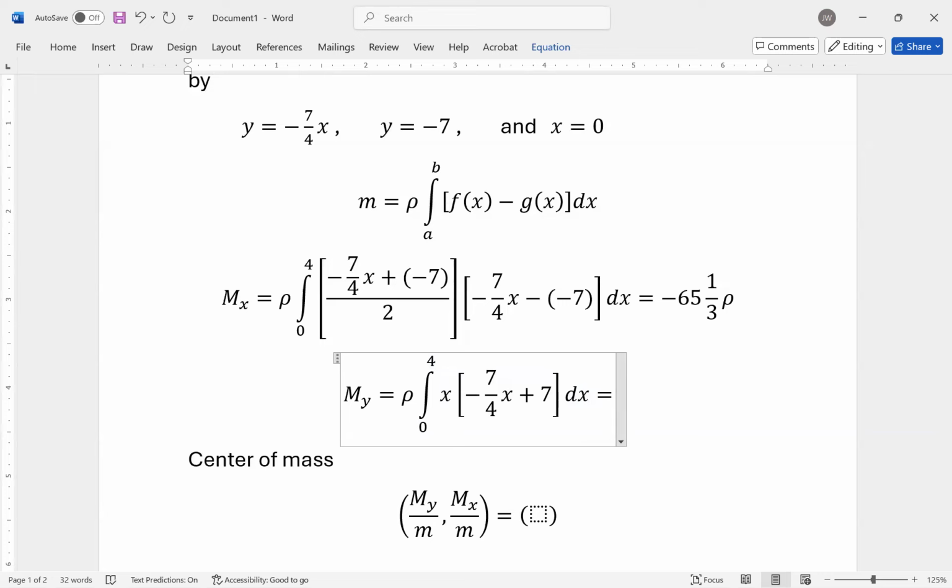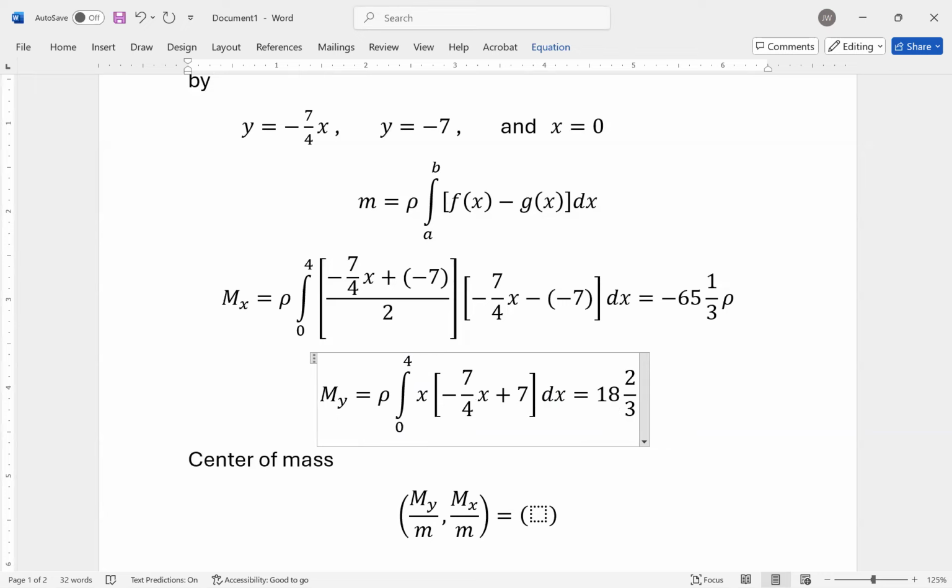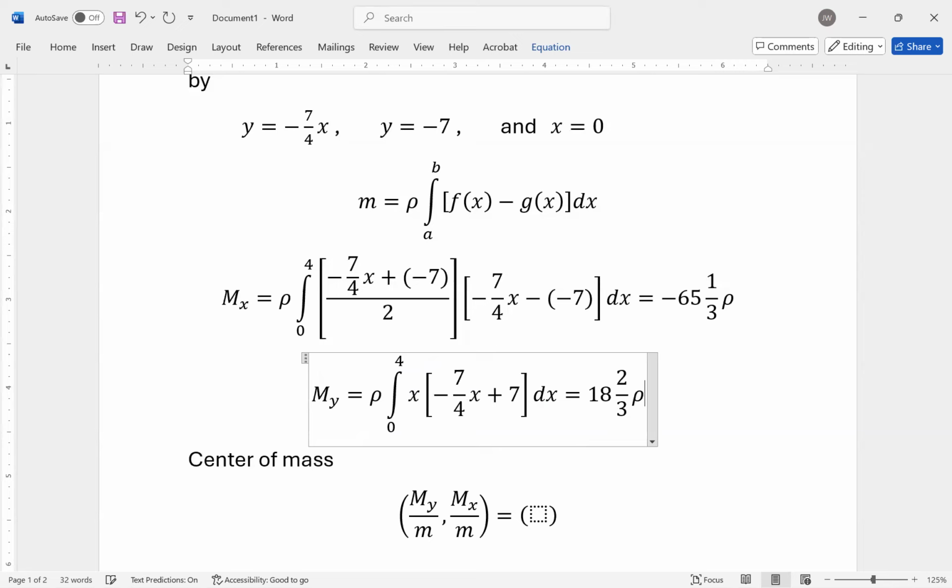When that happens, again, I'm plugging this into my calculator. I got an 18 and 2/3 times rho. By the way, if it's easier for you to type things into your calculator as improper fractions, a lot of times I'll use improper fractions instead of these mixed numbers.